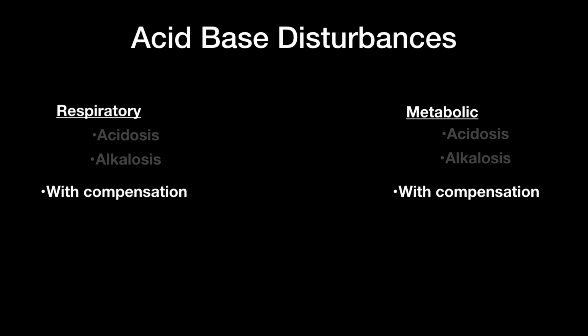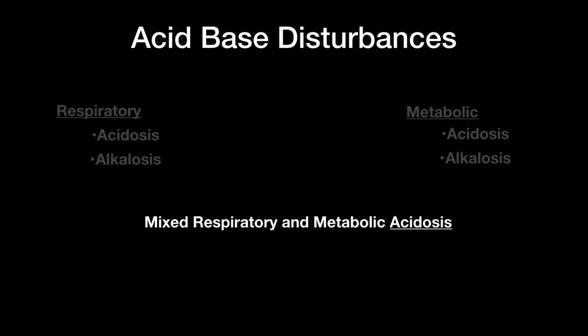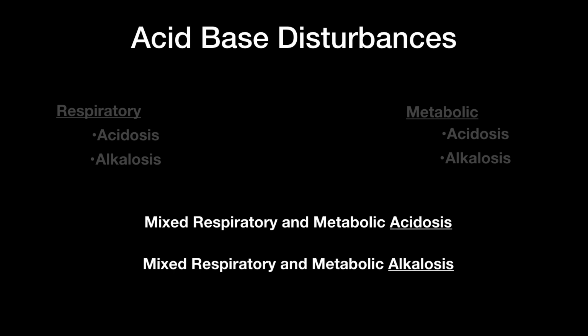Now, you can have a primary respiratory or a primary metabolic acidosis, but you can also have a mixed respiratory and metabolic acidosis, meaning that both the respiratory system and the metabolic system are in an acidic state. Or you can have a mixed respiratory and metabolic alkalosis, meaning that both the respiratory system and the metabolic system are alkalotic.